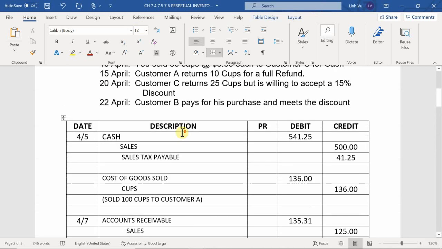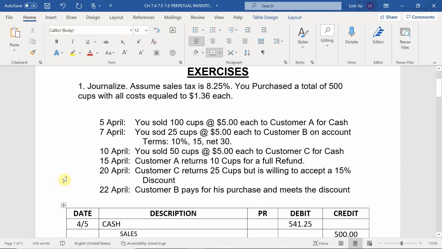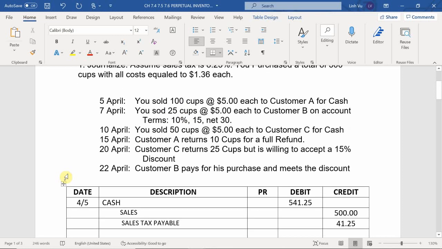Okay. All right. Last but not least, on April 22nd, customer B decides to pay for his purchases and he meets the discount. So let's take a look at when we sold to customer B, which was on the 7th of April. So here, 10%, 15 net 30. So in this case, since we sold to customer B 25 of those coffee mugs for $5 each, and we get to take a 10% discount, how much are we actually going to be discounting this?